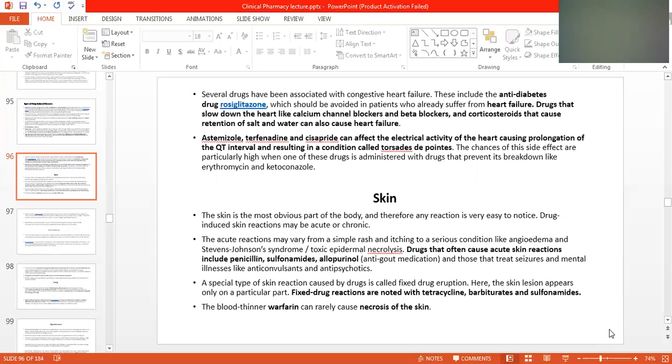So we have to consider the antidiabetic drug rosiglitazone, which should be avoided in patients who already suffer from heart failure. Drugs that slow down the heart, like calcium channel blockers and beta blockers, and corticosteroids that cause retention of salt and water can also cause heart failure. So in heart failure, we cannot give such drugs like calcium channel blockers, beta blockers, or corticosteroids.